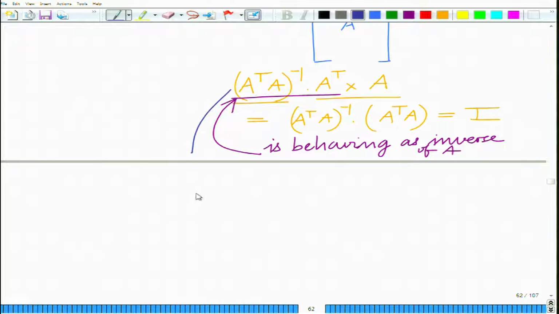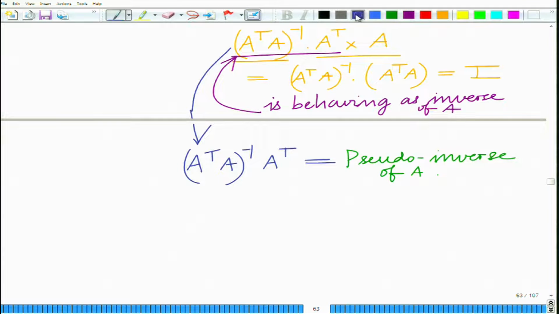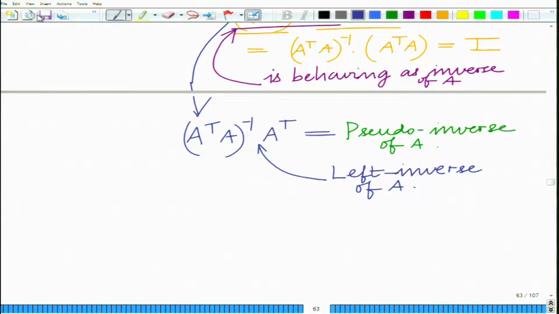Pseudo means that the quantity is not actually that quantity, but it gives the appearance of it. So this quantity, A transpose A inverse into A transpose, is termed the pseudo inverse of A. Also remember, it is a left inverse, because it is only true when you multiply it on the left.